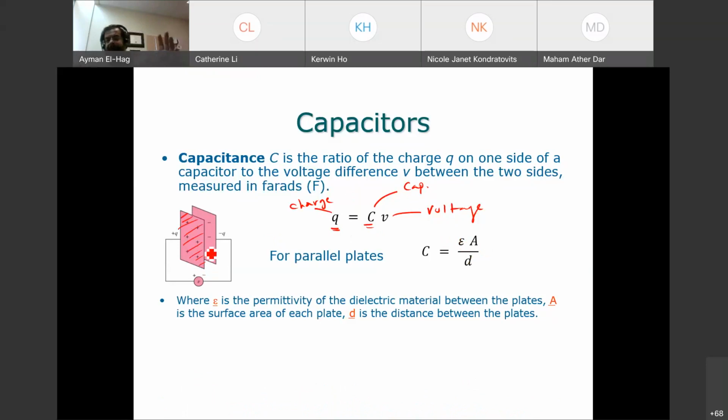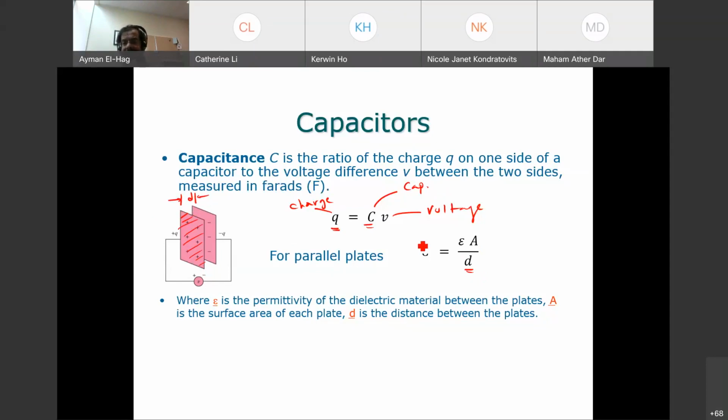So the bigger the plate, the more capacitance you have, the more charge you can store. D is the distance between these plates. So this is D, the distance between the plate that is energized with high voltage, and the other plate that is grounded.